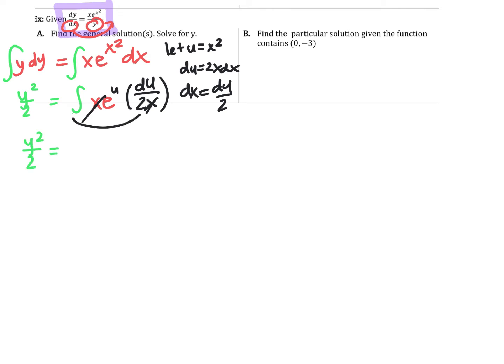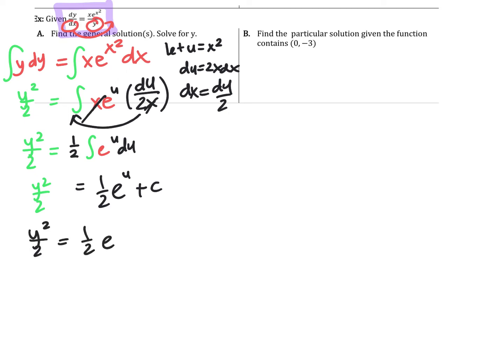I'm going to take this 2 that's in the denominator and move it in front of the integral. So 1/2 times the integral of e to the power of u du. And what's the integral of e to the power of u du? That's going to be 1/2 times e to the power of u plus c. And then I'm going to go ahead and put back in what u was, e to the power of x squared plus c.